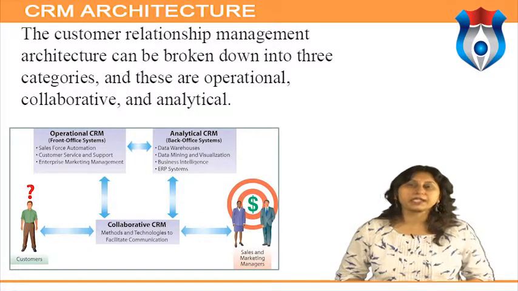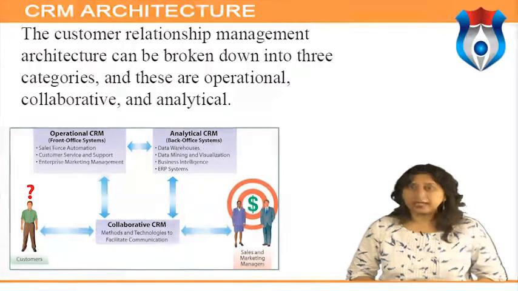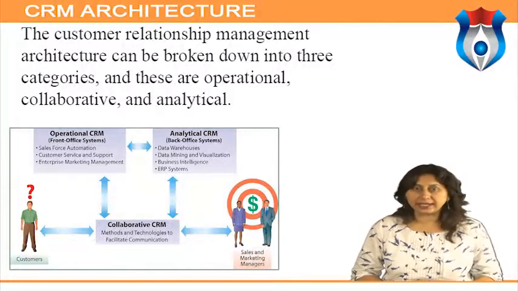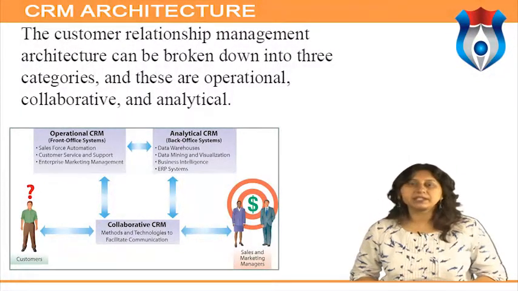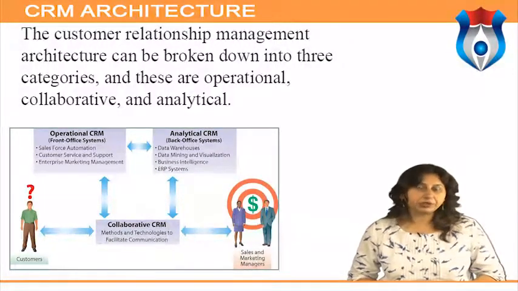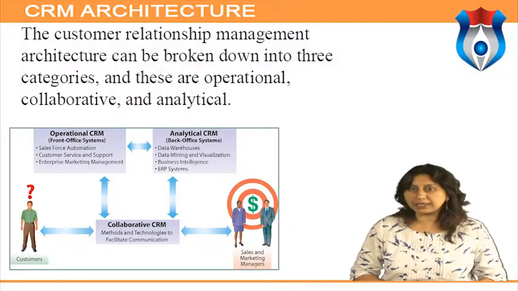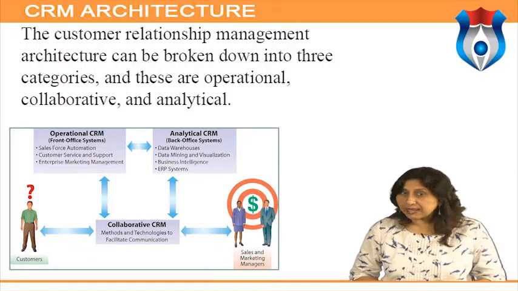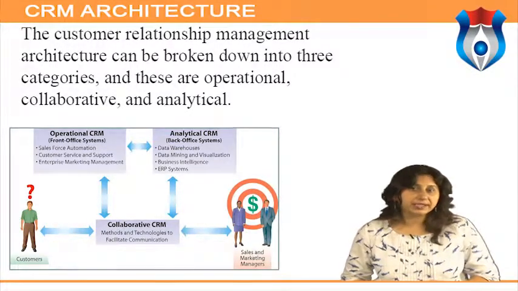Let's start with the concept of CRM architecture. The customer relationship management architecture can be broken down into three categories, and these are operational, collaborative, and analytical. Each plays an important role in customer relationship management, and a company that wants to succeed must understand the importance of using these three components successfully.